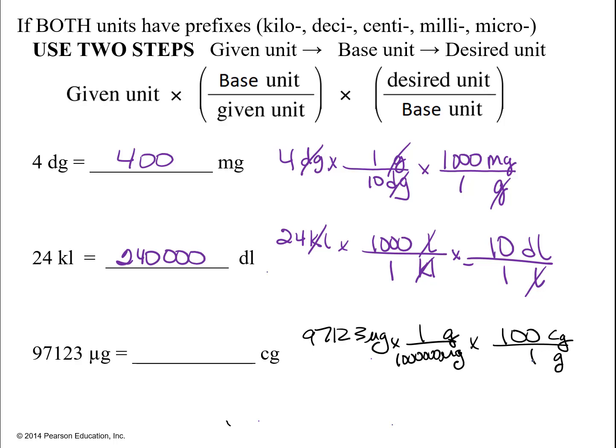Micrograms and micrograms will cancel. Grams and grams will cancel when you do this. And that's really the reason we set it up this way. So now I've got to take 97,123, multiply it times 100, and divide it by a million. Yep, 9.7123. So remember, you're just multiplying everything across the top. Ignore the ones. They don't change anything. And then divide by anything in the bottom. And in my calculator, I'll just say 97,123 times 100, and then divide by a million. Okay?